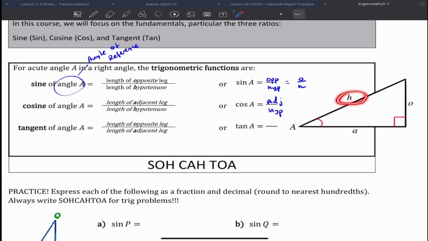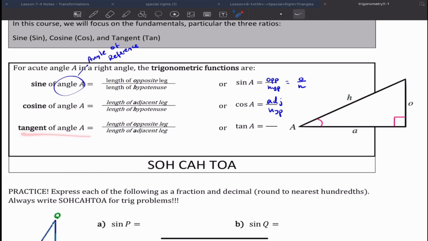Now the hypotenuse, I assume you already know what the hypotenuse is because we talked about this a lot. The hypotenuse of a right triangle is the longest side. It's always across from the 90-degree angle. So this is the hypotenuse, okay? So the ratio, when you're dealing with the cosine of A is adjacent over hypotenuse.